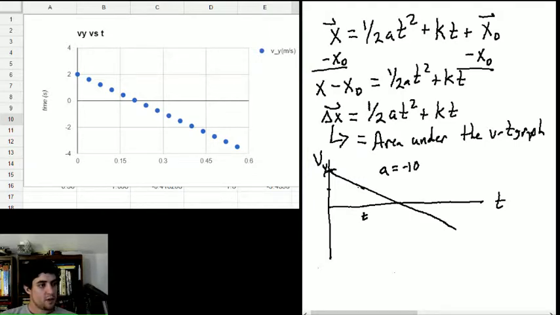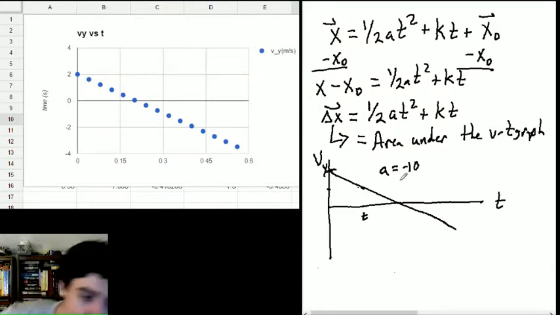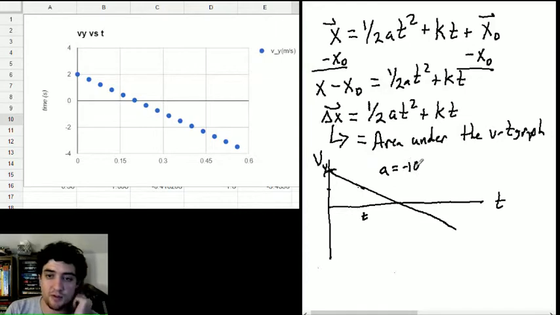We know the slope is -10, because the slope of the velocity time graph is acceleration, and we've established that now twice experimentally. So you should be able to confirm that. So we need to label a couple of things.